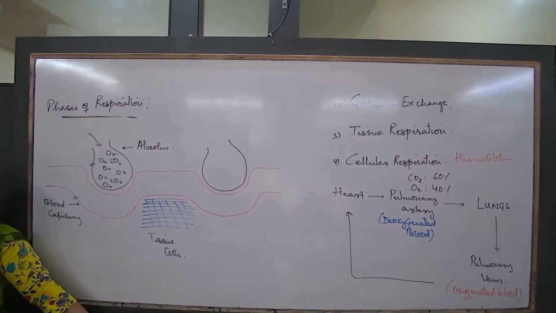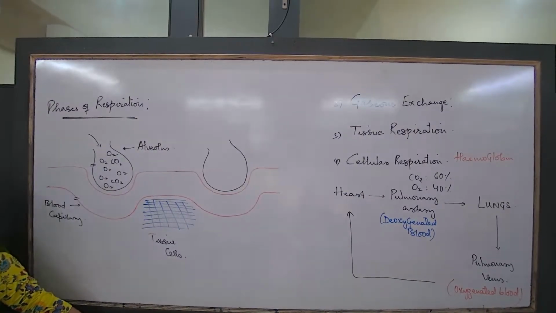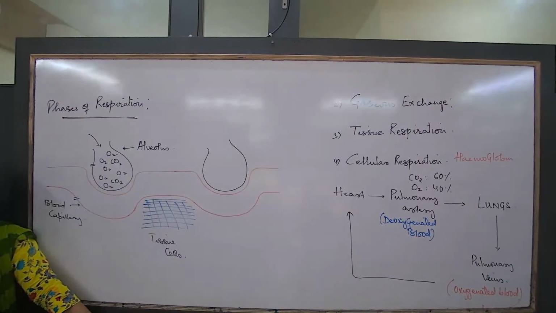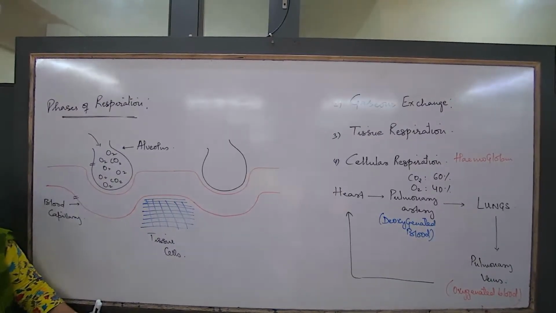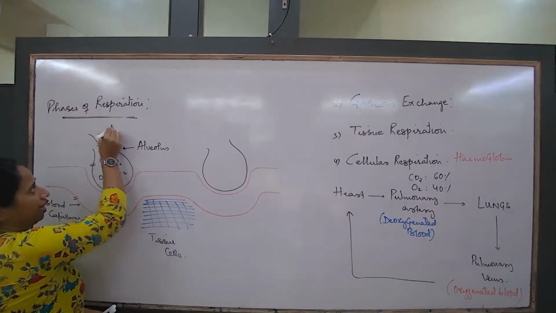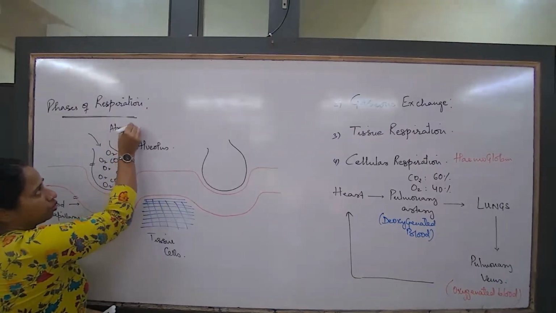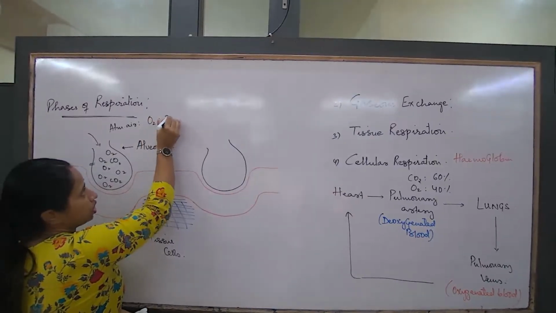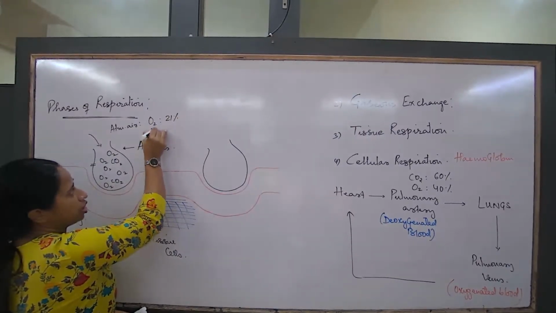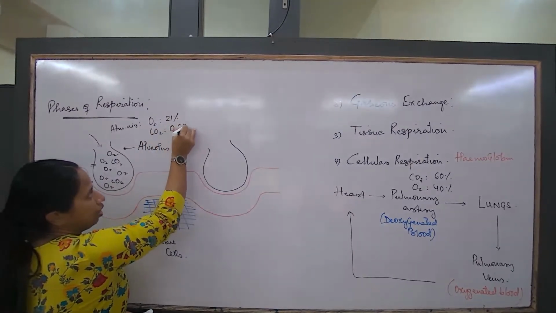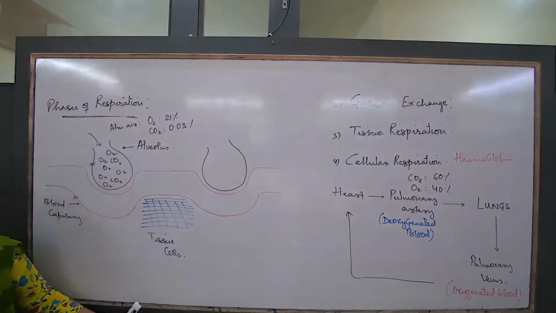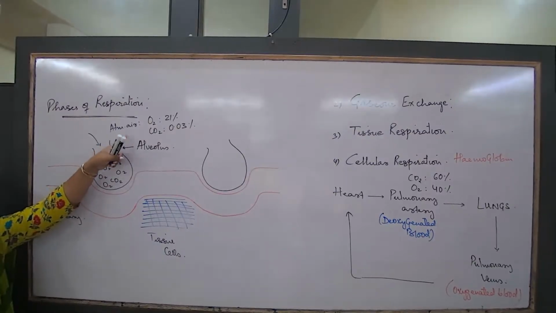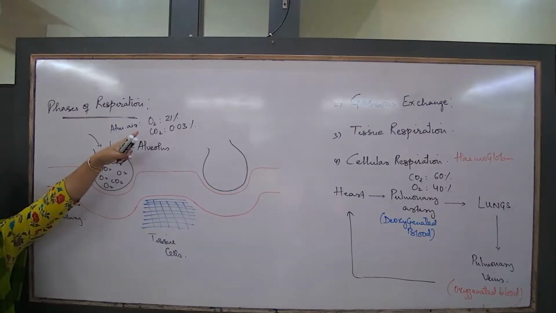When we inhale, the air that fills up in our lungs always has more oxygen. Why? Because atmospheric air has more oxygen. So when I talk about the atmospheric air that we are breathing in, what is the proportion of oxygen? Roughly 21%. What is the proportion of carbon dioxide? Much, much lesser.